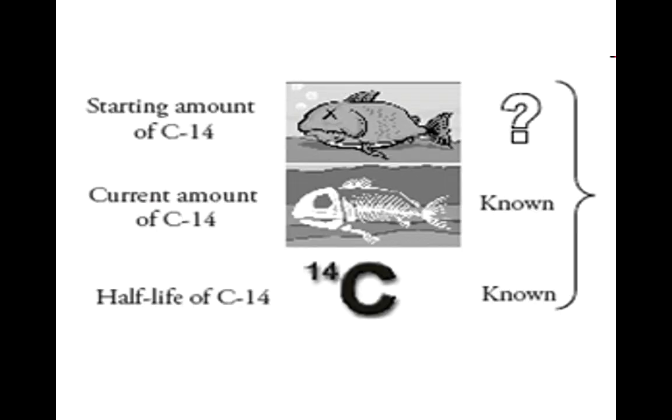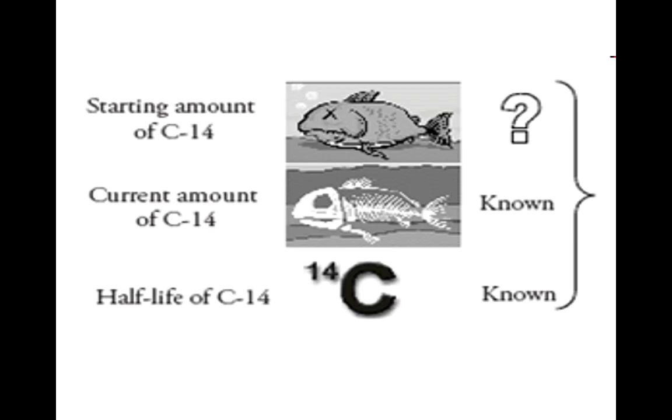Our third piece of information. So far we know the current amount, which is the dead bones. We also know the half-life. What we don't know is how much carbon-14 was in the animal, in this case the human, the victim, when they died. And that's what we need to figure out. This third piece of information we need is going to require a little bit of math, but it's fairly simple math. So I'm going to walk you through the steps of how to do it.